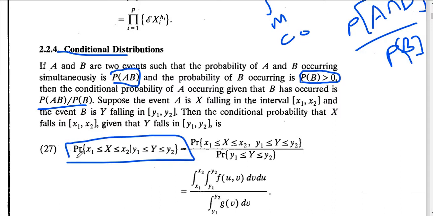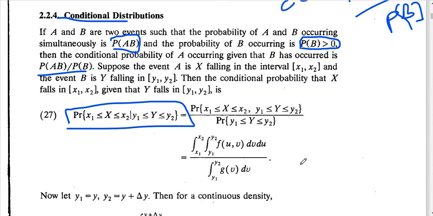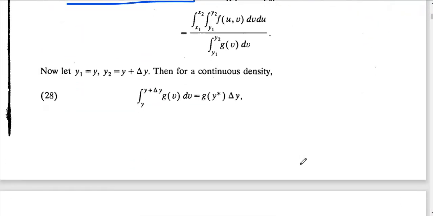Suppose you know all these things in X and Y, two different random variables. You can just find the intersection, divide by the probability of B, and you can get this value.